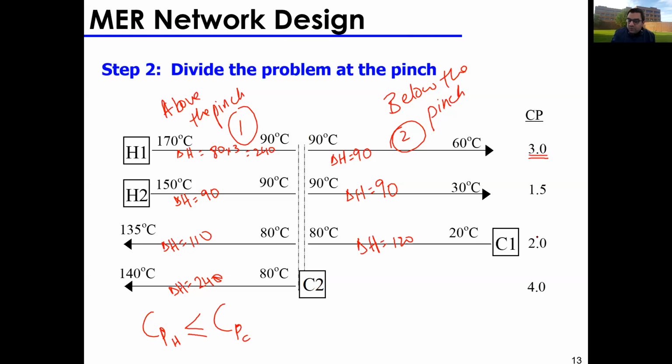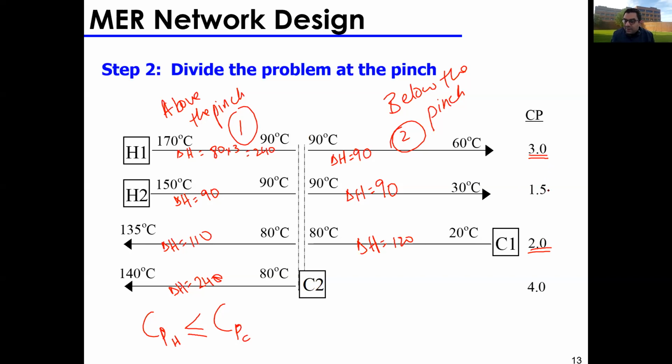I look at the first CP cold, so CP hot less than or equal to CP cold. So this doesn't work. So we'll just continue here. So above the pinch, I need CP hot to be less than CP cold. So in this case, I have H1. CP hot is 3. I look at the first cool stream, it's 2. So is 3 less than 2? No. So this connection is not valid.